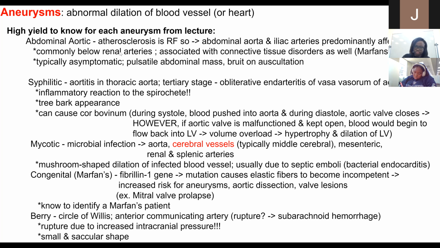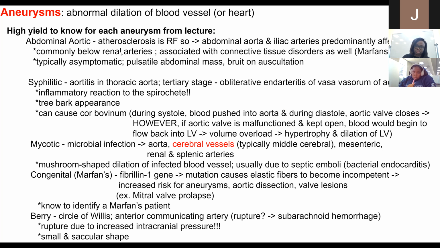But the biggest thing to understand is the inflammatory reaction to the spirochete. They gave us the image that they give you in class, right? The tree bark appearance. I have the part that it can cause cor bovinum because I know that's later on in the pathology. You need to know that, so just keep that in mind. And then I have a little thing here explaining that. For time's sake, I'm not going to explain the cor bovinum, but I feel like it makes sense. Obviously, if you want me to explain it towards the end, though, let me know.